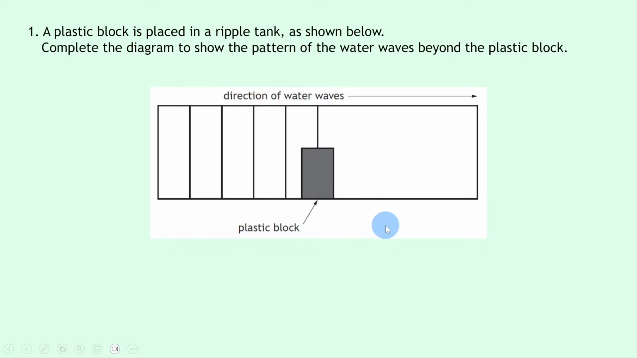So to draw a diffraction diagram here, we want to use equal spacing between the wave fronts, so we want to keep that going for the waves that we draw. And we need to show as well that the waves are going to bend more and more as they get further away from the plastic block. So you'd want to sketch something like this.